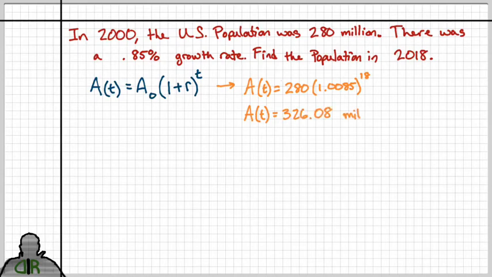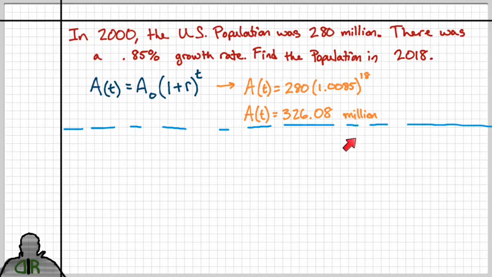So you can pause and plug 1.0085 into your calculator to the 18th power, and after you multiply it by 280, you would get 326.08 million people. Okay, so this is how that works. Again, rewind it, go back, make sure you've got this example written down here because you're going to be using these a lot. Okay, let's do another one.